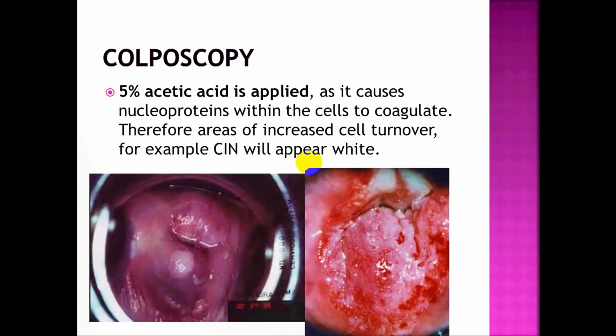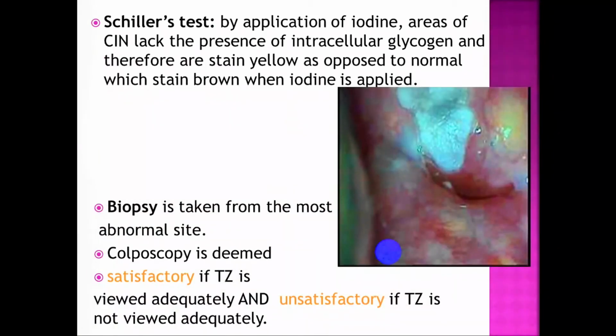هاي مثل ما بتشوفوها، هاي أسيتو وايت اريا هنا، هذه اللي هي صارت وايت. Schiller test: by application of iodine, areas of CIN lack the presence of intracellular glycogen and therefore are stained yellow as opposed to normal, which is stained brown when iodine is applied. شوفوا هنا راح تصير هذه اليلو الوايت اريا، بينما البقية ايش راح تنصبغ؟ راح تنصبغ نفس صبغة الايودين. البيوبسي is taken from the most abnormal site.